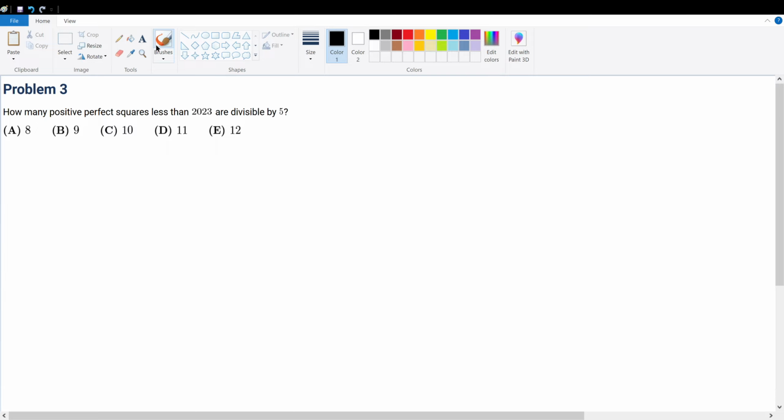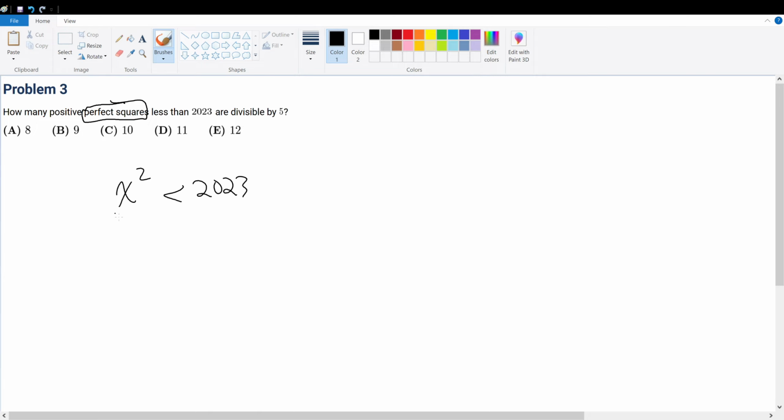Problem 3. How many positive perfect squares less than 2023 are divisible by 5? So, to do this, let's first understand what a perfect square is. What is a perfect square? Obviously, that's x squared. But what do we know? We know that this quantity, x squared, must be less than 2023.